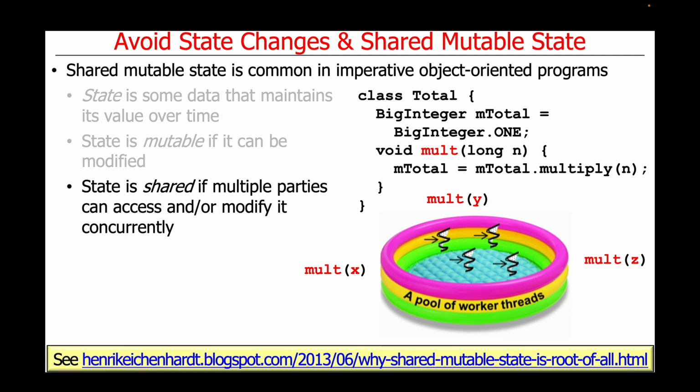State is shared if multiple parties can access and/or modify it concurrently. Here's a simple example where we have a pool of threads, and several of those threads are simultaneously calling mult on the same instance of Total. And those different calls will end up accessing and modifying the value of mTotal concurrently. And as you can see by the name of the link at the bottom of the slide, shared mutable state is considered to be the root of all evil in concurrent and parallel programs.